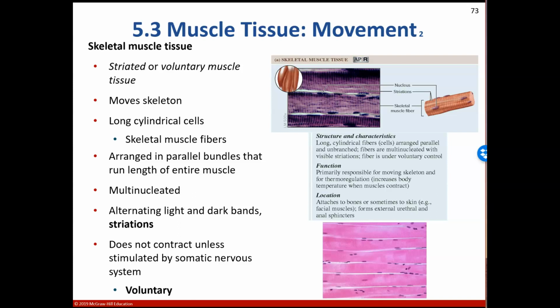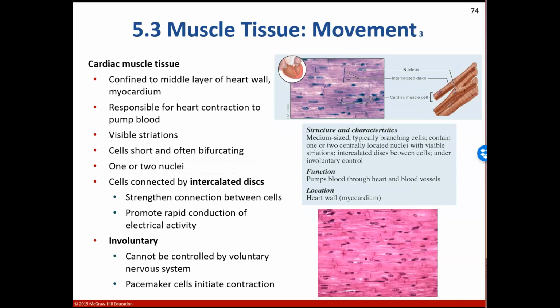And this muscle is not going to contract unless it is stimulated by the somatic nervous system, and this nervous system is voluntary. Now on to our cardiac muscle tissue. This is confined to the middle layer of our heart wall, which is called the myocardium. You could see it in here highlighted, and it's going to be responsible for our heart's contraction in order to pump blood.